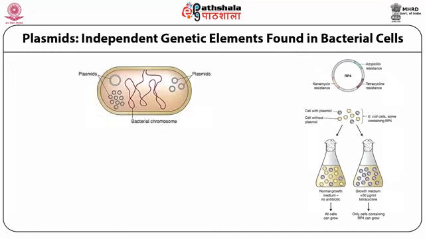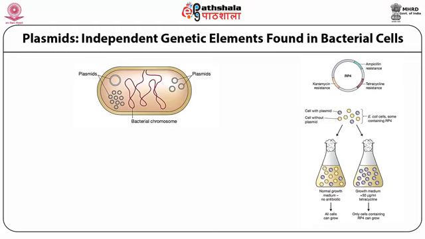In the lab, antibiotic resistance is often used as a selectable marker to ensure that bacteria in a culture contain a particular plasmid. Most plasmids possess at least one DNA sequence that can act as an origin of replication. That's called the origin of replication. So they are able to multiply within the cell independently.